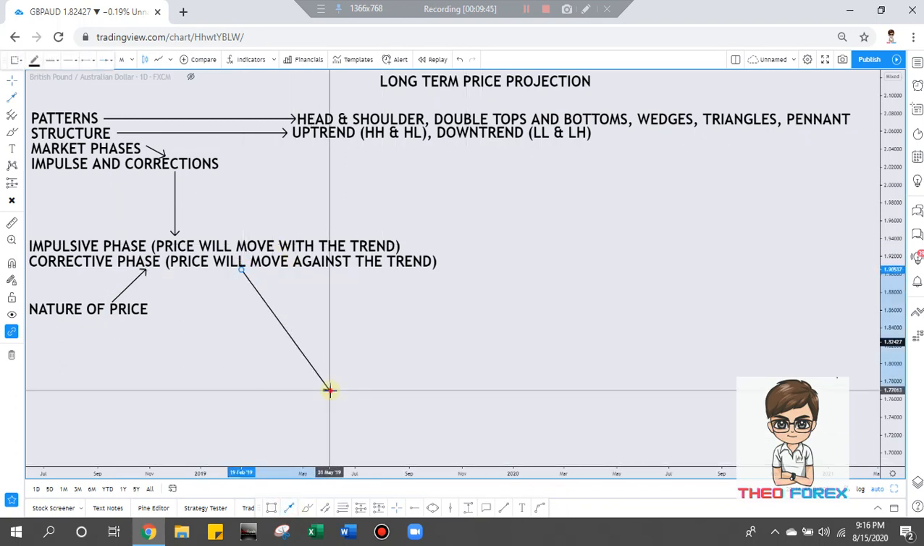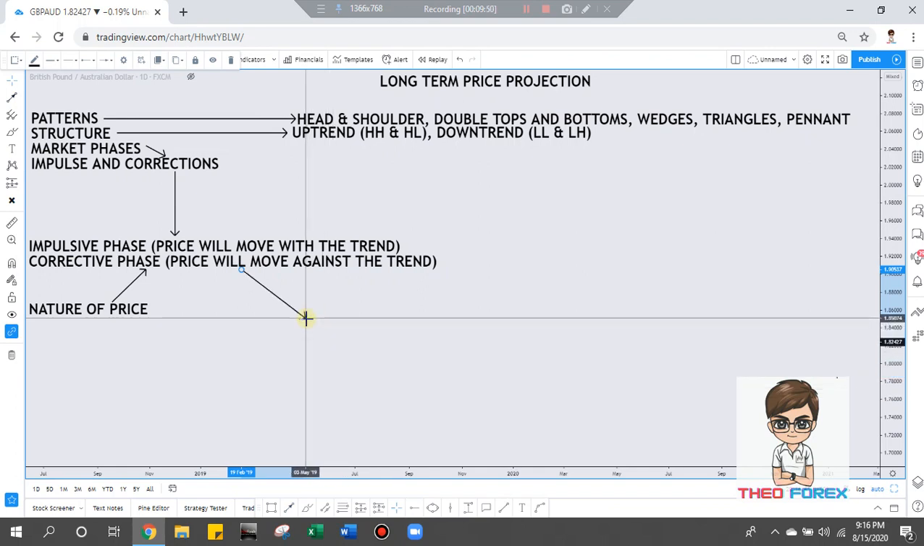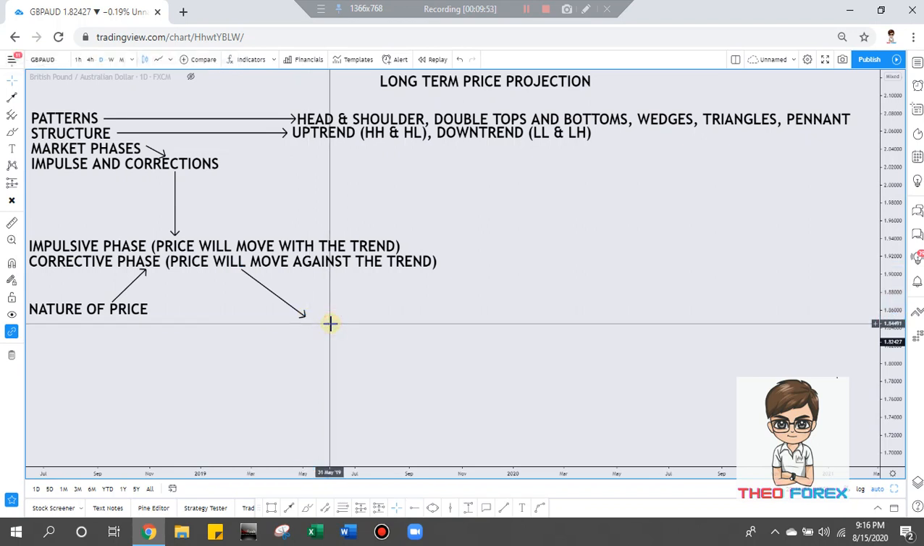Now when we say nature of price, you have to know how price is moving. It's not just to know that price is in an impulsive phase or in a corrective phase. You must know that movement, what nature that movement is. Is this movement of a very impulsive nature, or is this movement of a corrective nature?